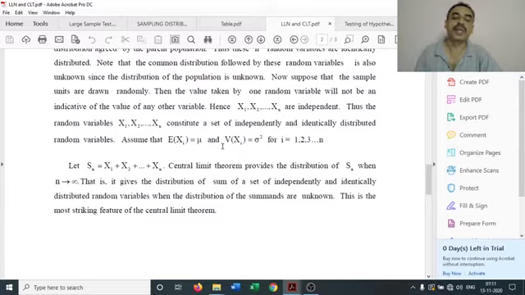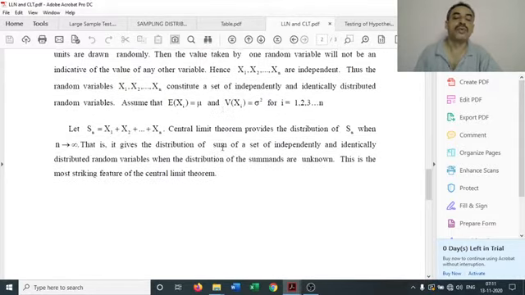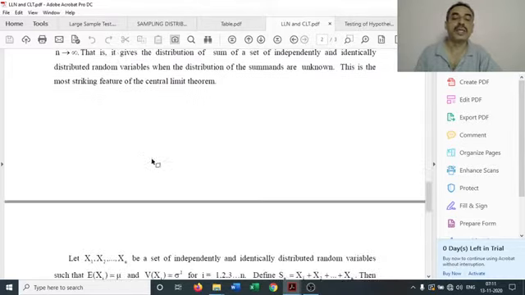When the sample sizes are large, we can say that the statistic follows normal distribution. Therefore, if X1, X2, etc., Xn constitute a set of independently and identically distributed random variables which have mean mu and variance sigma square, then their sum Sn has normal distribution when n tends to infinity. Making use of this property, we formulate the various test statistics considered in large sample tests. That's the importance of the central limit theorem in statistical inference.